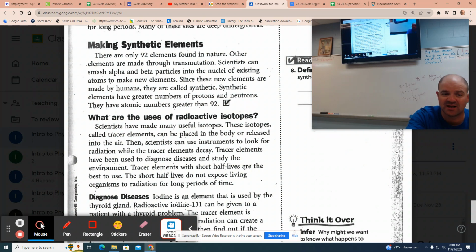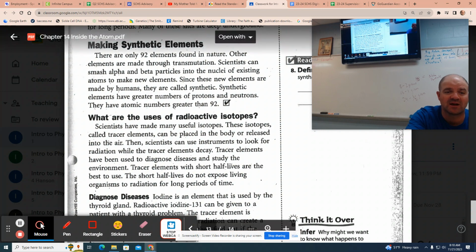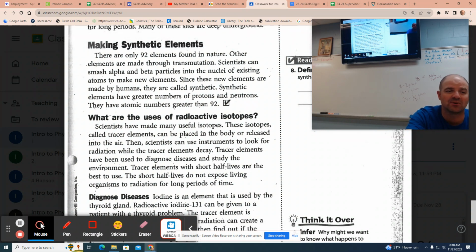Tracer elements have short half-lives. Those with short half-lives are the best to use. The short half-lives do not expose living organisms to radiation for long periods of time. So, for example, iodine is sometimes put in like an IV drip or ingested perhaps, and they can watch it go through your digestive system or your urinary tract to see what's going on inside of you.